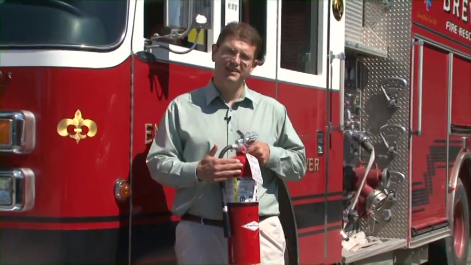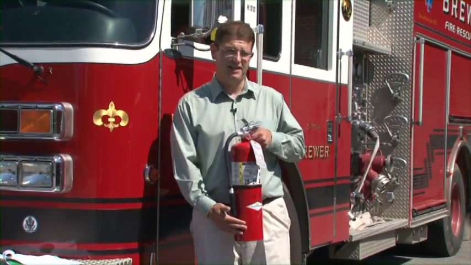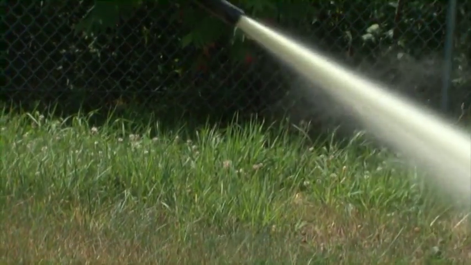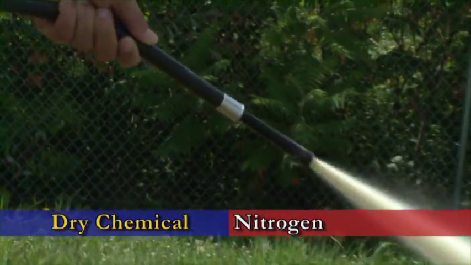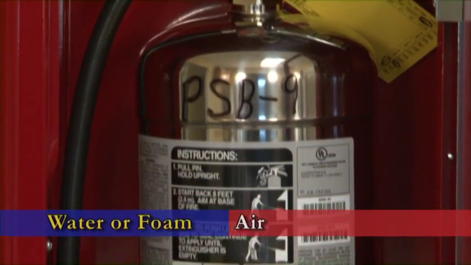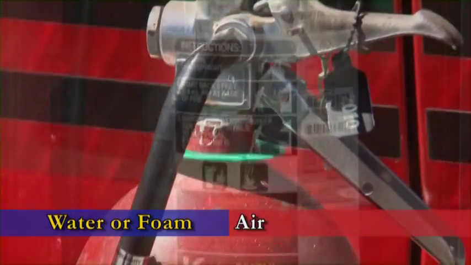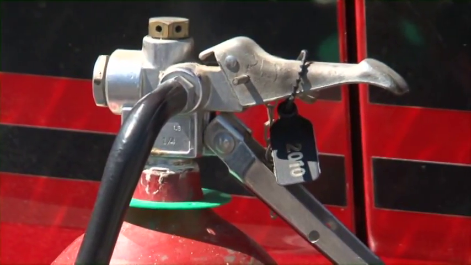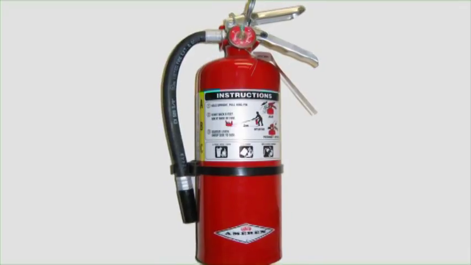It's pressurized with nitrogen stored in the same chamber as the extinguishing agent. The type of propellant depends on the agent. For instance, if it is a dry chemical extinguisher, then, as we previously said, nitrogen is typically used. But if it were a water or foam extinguisher, the expellant would be air. Because these units are so common, let's take a quick look at what the inside of one looks like.